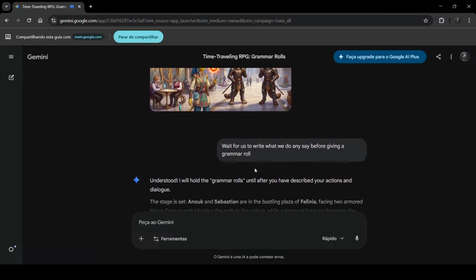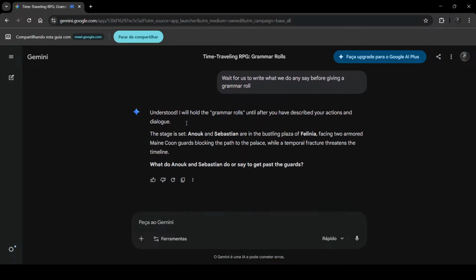Okay. Understood. So the stage is set. Anouk and Sebastian are in the bustling plaza of Felinia, facing two armored Maine Coon guards blocking the path to the palace, while a temporal fracture threatens the timeline. So, what do Anouk and Sebastian do or say to get past the guards? So you know what to do, right?